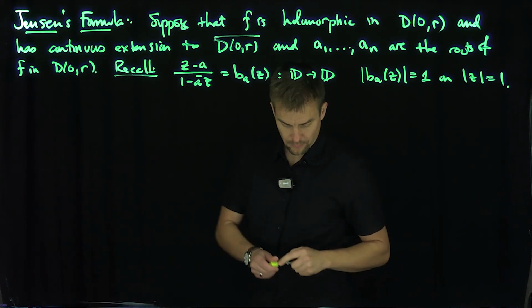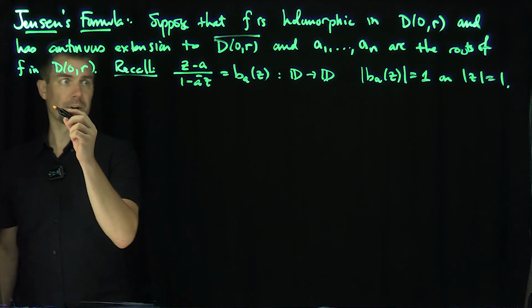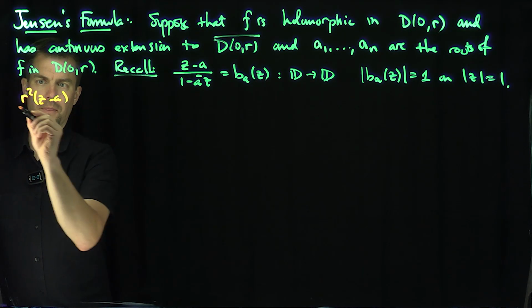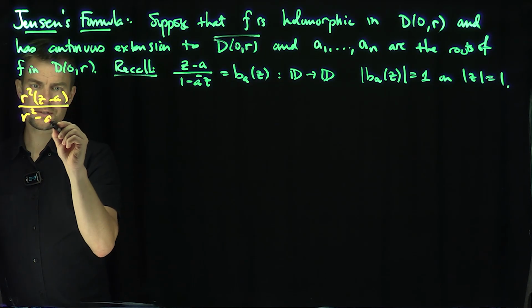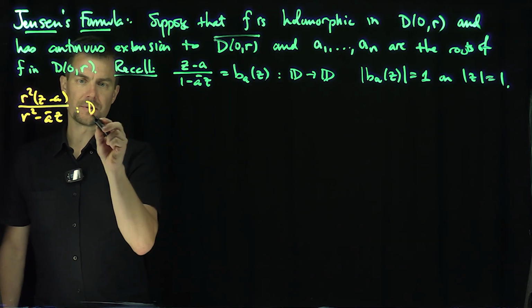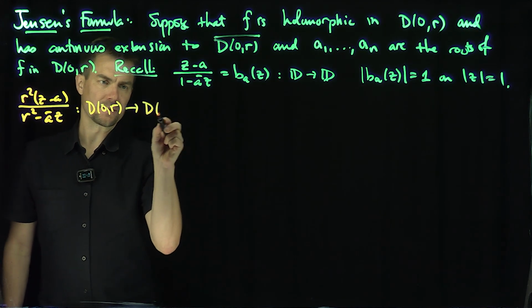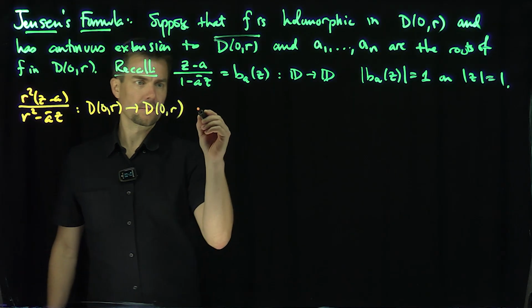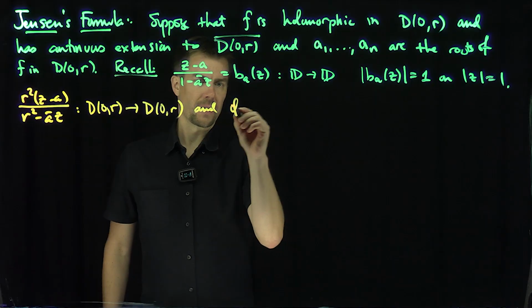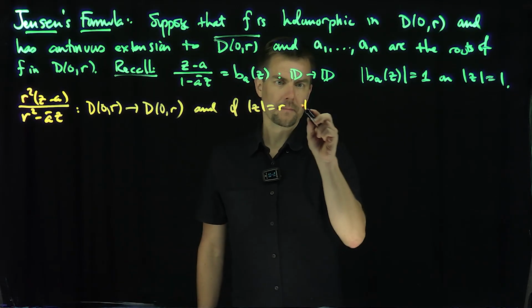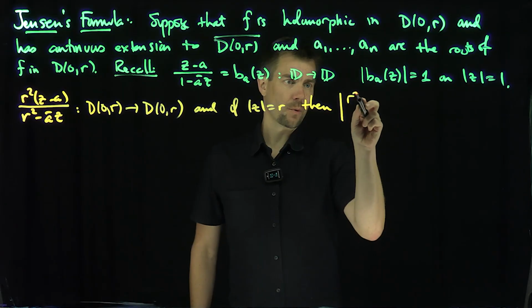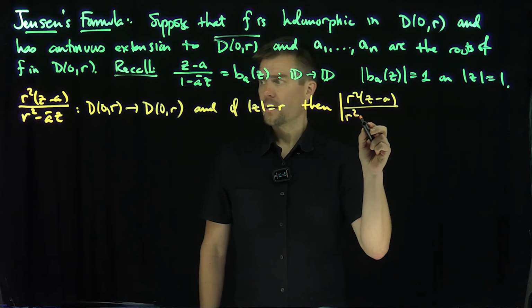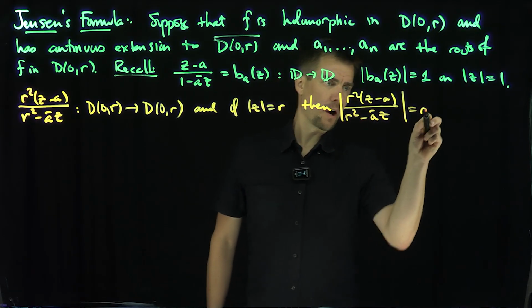Modulus of B_a(z) is equal to 1 on the circle |z| = 1, okay? And what that will allow me to do is rescale this. If I look at this function over here, r squared (z minus a) over (r squared minus a bar z), this will map D(0,R) into D(0,R), and it's going to be equal to r on the boundary, right? If mod z is equal to r, then the modulus of r squared (z minus a) over (r squared minus a bar z) is equal to r, right?